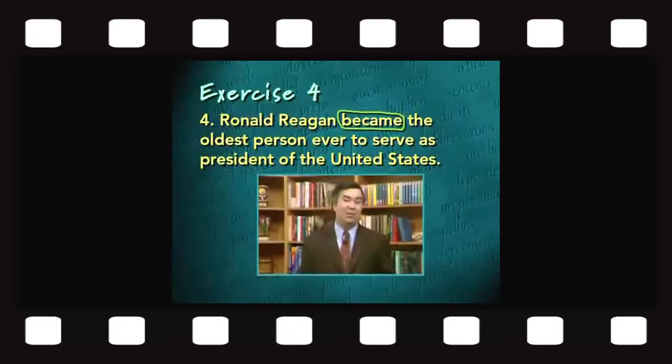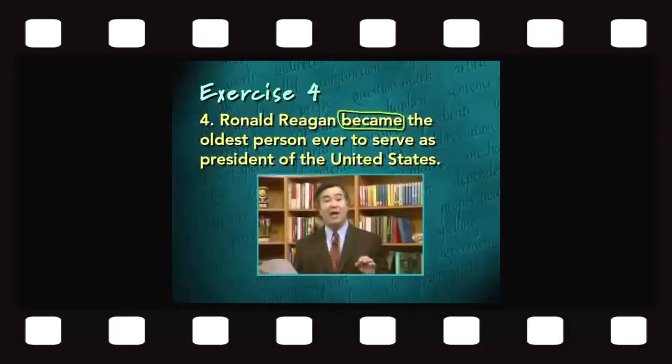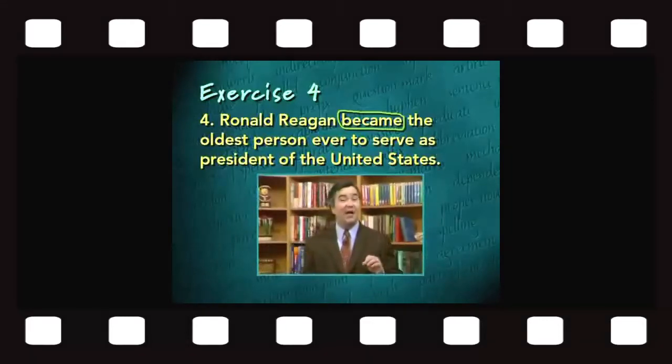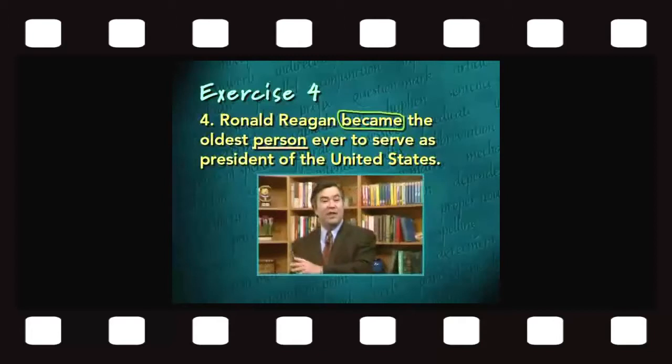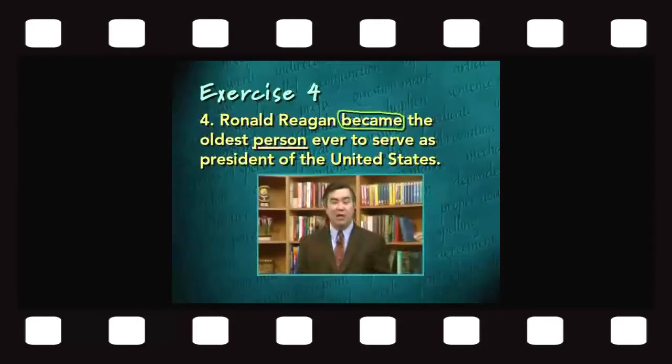Once again, the linking verb, even though it's not, in this case, a form of the verb to be, is being used almost as the equivalent of the verb to be. And what was Ronald Reagan? Well, he was the oldest person ever to serve as President of the United States. The noun person is the subject complement in this particular sentence, and all the other words that follow the verb there serve to give more information about exactly what kind of person, the oldest person, and so on. So in this particular sentence, the linking verb is became, and the subject complement is the noun person.